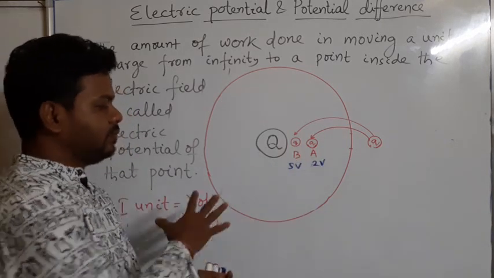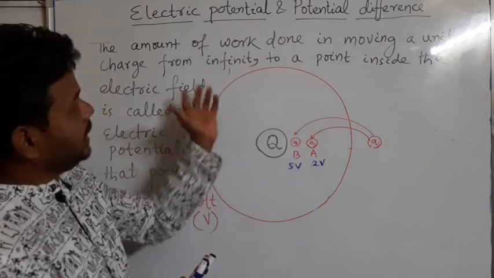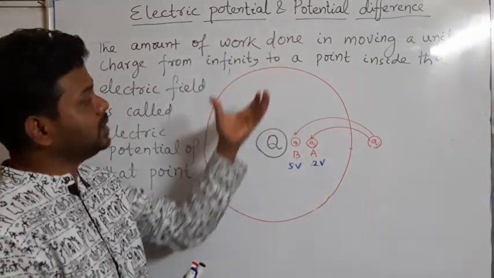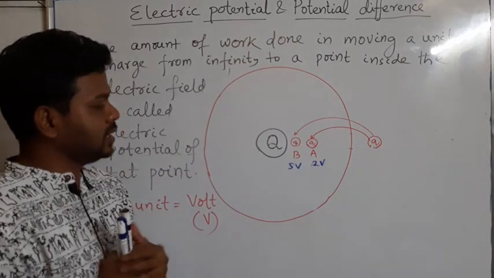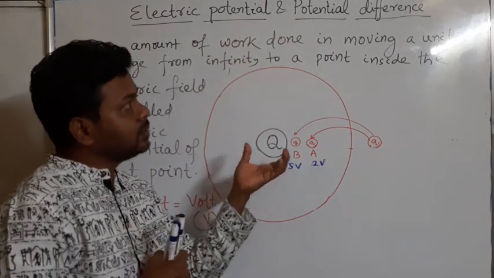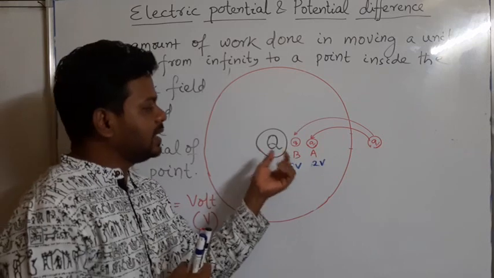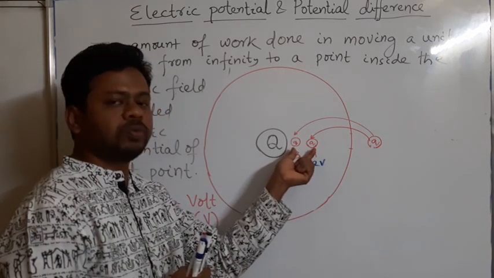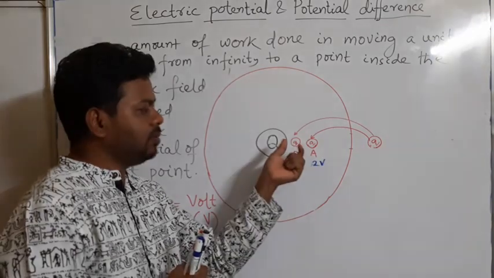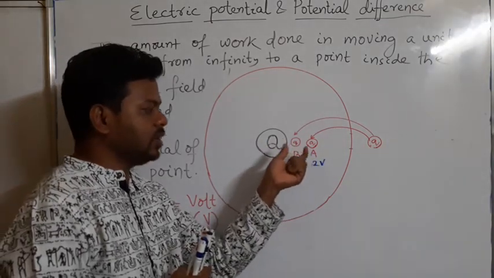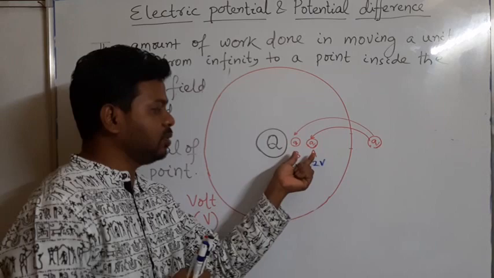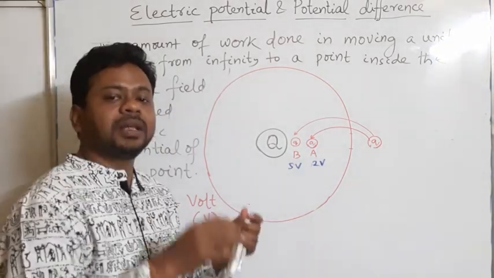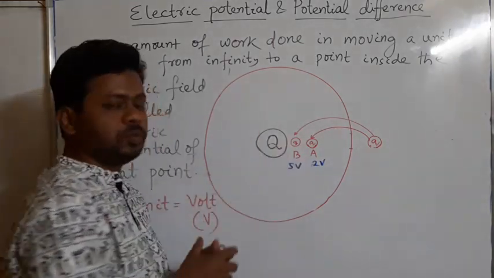Then if we take the other term, that is potential difference. What will be the potential difference? Potential difference mathematically is the difference in electric potential of these 2 points. If we find the difference of electric potential between point A and B, that answer will be the potential difference of these 2 points.